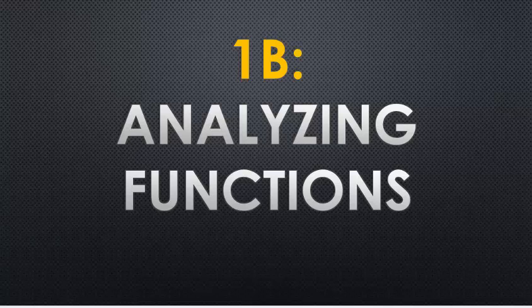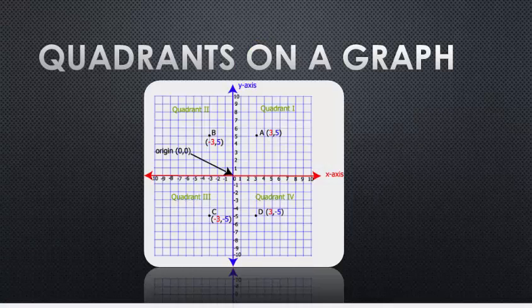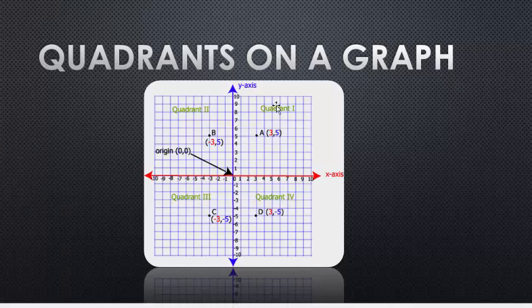Today we'll be looking at how to analyze functions. The first thing we need to know in order to be able to analyze functions is to understand quadrants and what they mean and what they tell us about points. On any given graph there are up to 4 quadrants.